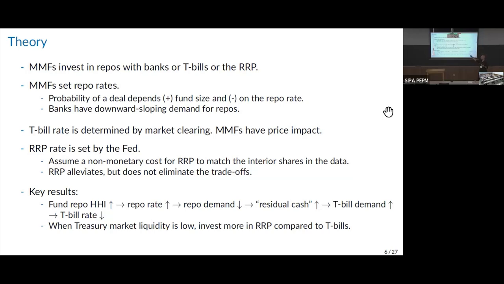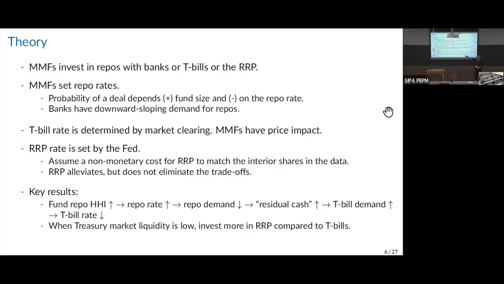And we also assume, for some theoretical reason that makes it a little bit easier, though you don't strictly need it, a non-monetary cost for investing in the RRP that makes sure that we get an interior solution in the RRP. And what's going to happen is the RRP, which is the fixed rate competing with the T-bills, is going to alleviate, but will not completely eliminate, the trade-offs. And the key result here is what I said. But what is nice is we're going to have a variable that is only in the theory part, that is only going to affect the repo rate, but nothing else.